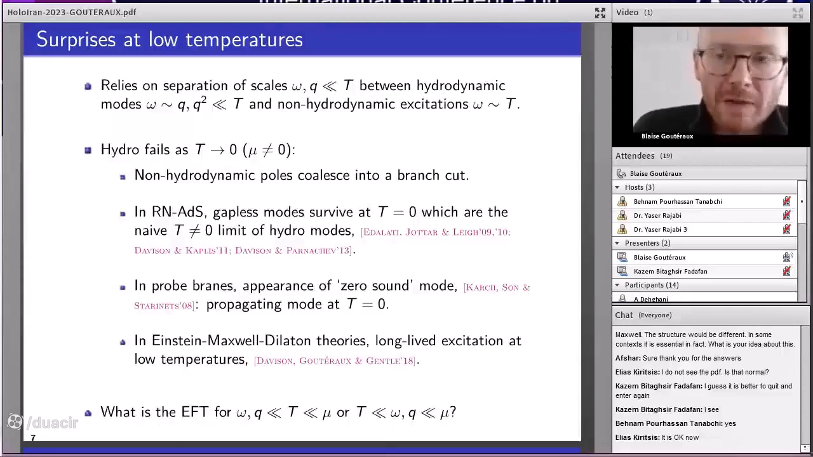And so we'd like to understand then what is the effective field theory for those holographic states, for temperatures much smaller than chemical potential, either in the limit where frequencies and wave numbers are much smaller than T, or the opposite limit where T is the smallest scale in the system. And so I will take some steps in this talk towards answering that question.